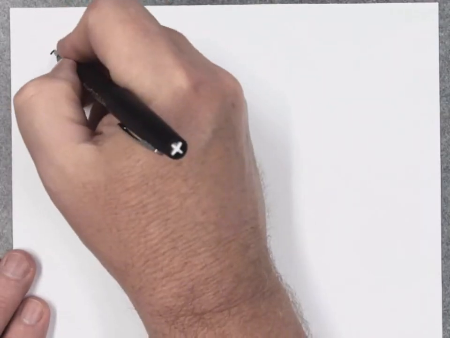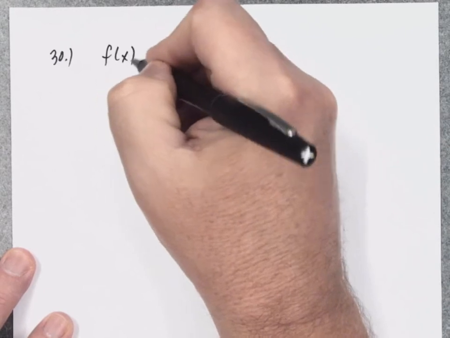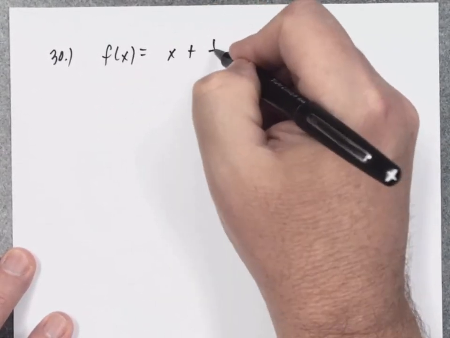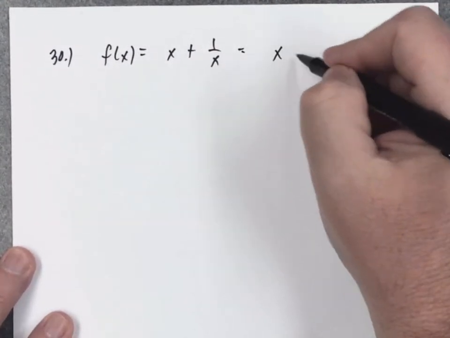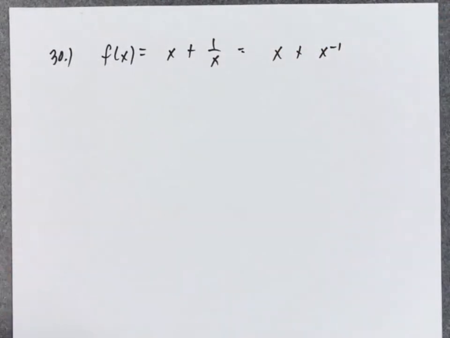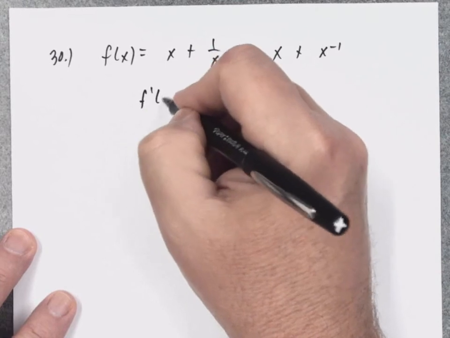So problem 30, here's the function x plus 1 over x. I'm actually going to rewrite this so I can take my derivative. 1 over x, I switch to x to the minus 1. So now I'm going to first find my critical points.